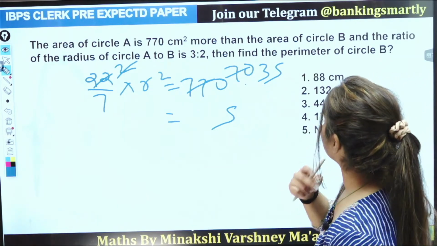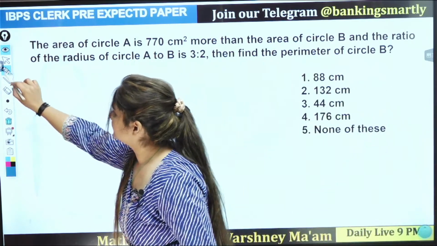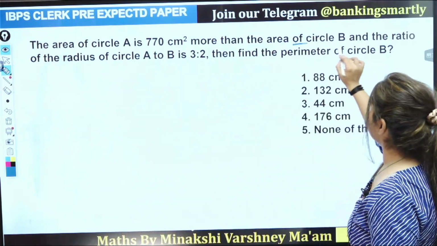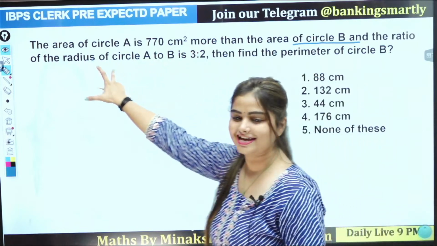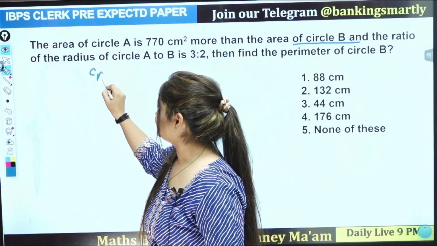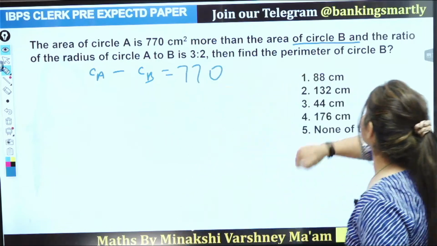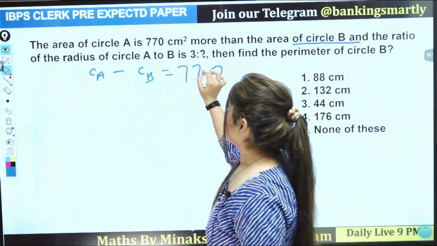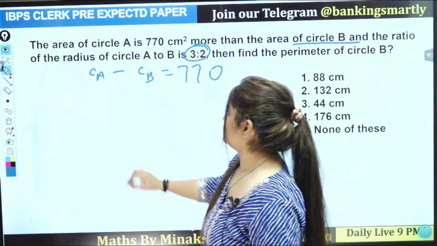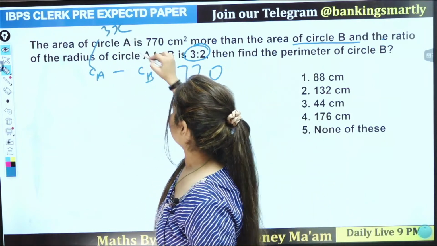Area of circle. Okay, sorry, more than. Let me correct one thing: more than the area of circle B. Two circles are here, circle A and circle B. Okay, so this is given here as 770. And the ratio of the radius of circle A to B is 3:2. Let us call this 3x and this 2x.